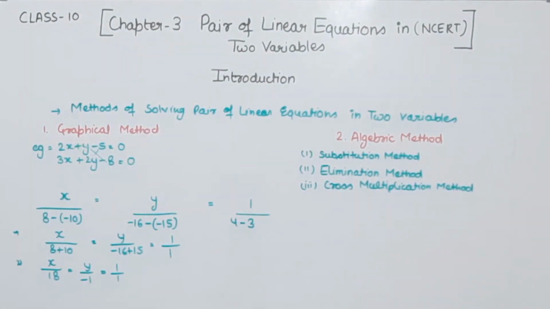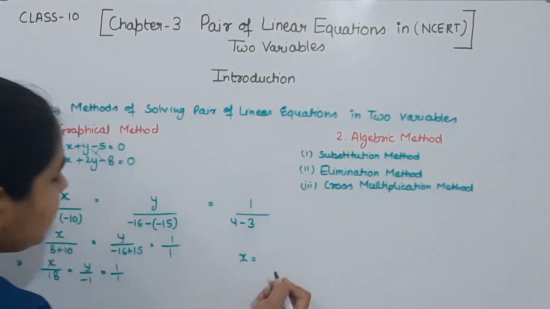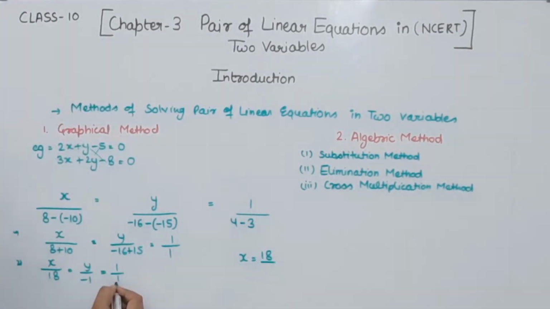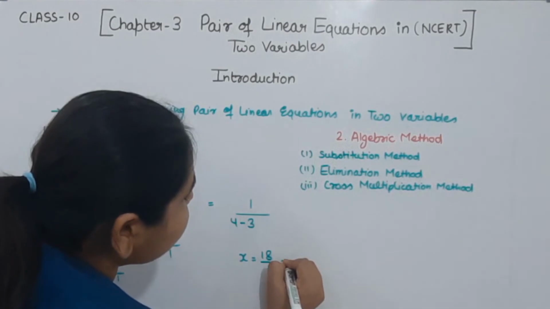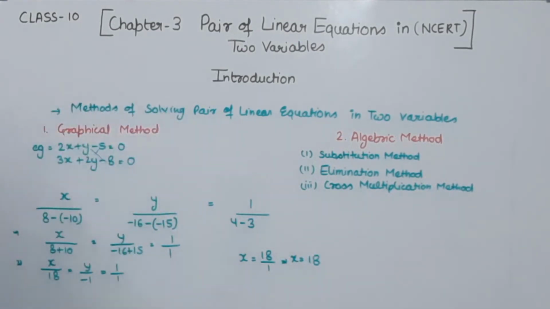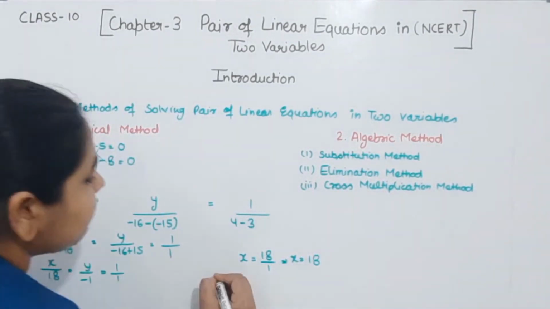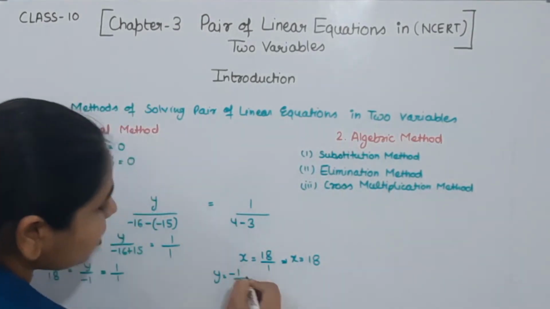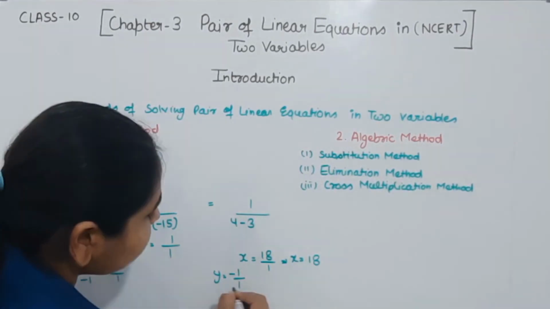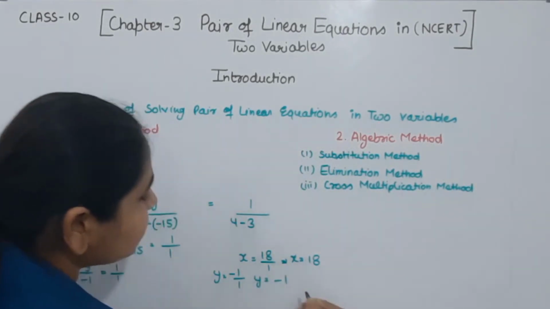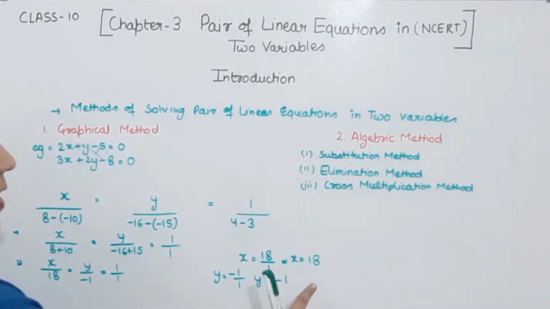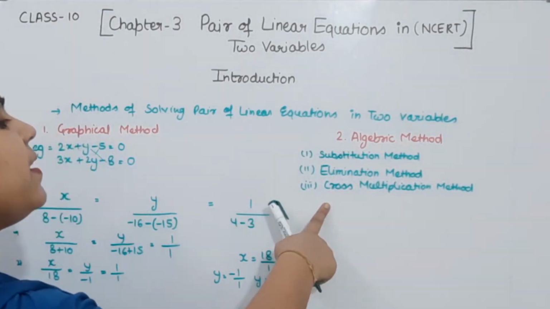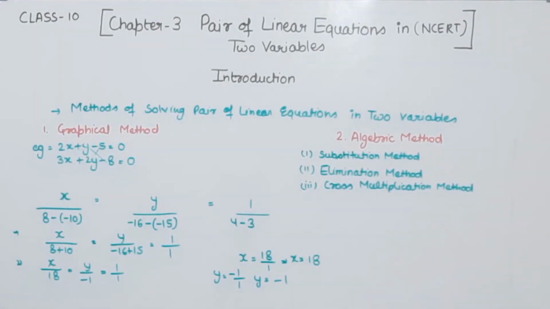Now the value of x, we are going to write here. This one is 18, and we are going to take the denominator of the constant, which is 1. So the value of x is equal to 18. Now we have to find the value of y. The value of y is minus 1, and the denominator of the constant term is 1. So the value of y is equal to minus 1. So the value of x is 18 and the value of y is minus 1. So this one is the cross multiplication method.